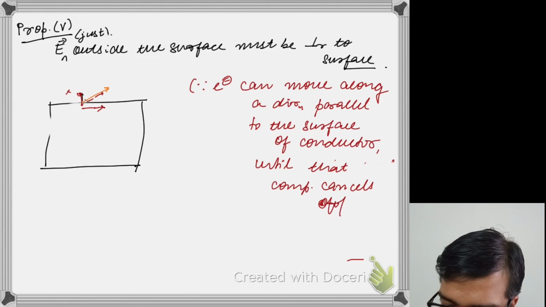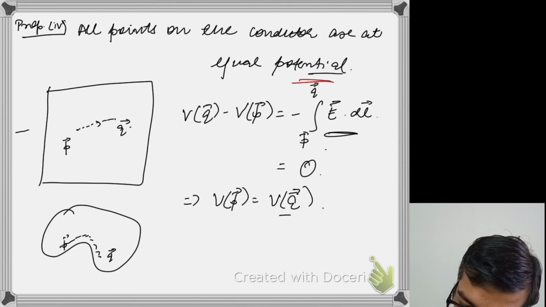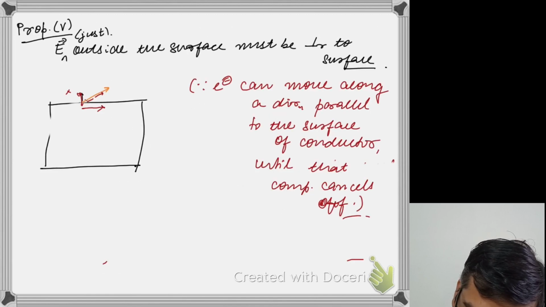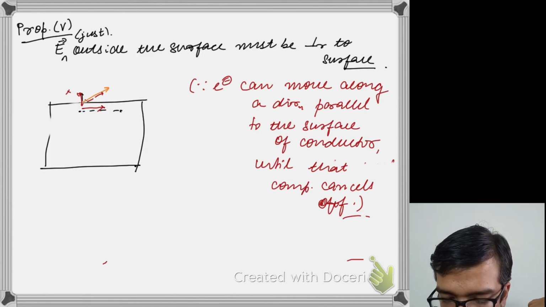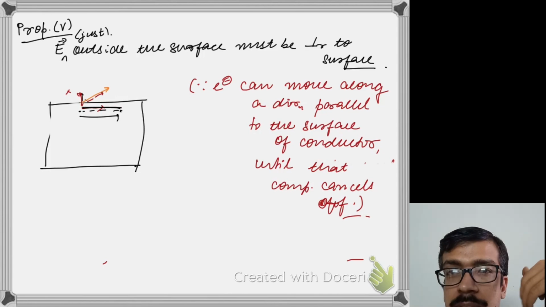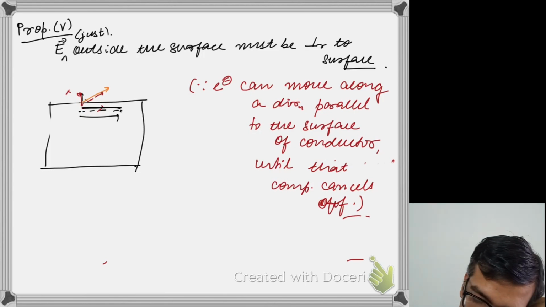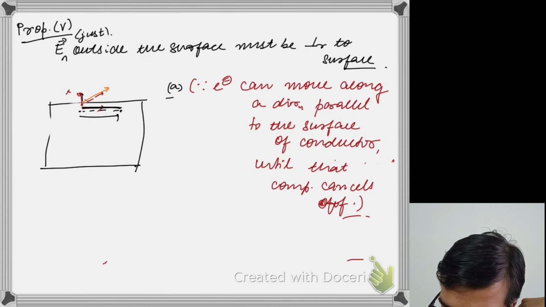That is one argument. The other argument is that we have already seen that the points are at equal potential. If E is perpendicular to the surface, then the E dot dl components are 0 along this path. But if it has some component along the path that goes along the surface, then the points will not be at equal potential. So this is one reason: the electrons can move parallel to the surface until they cancel off, so this is not possible.